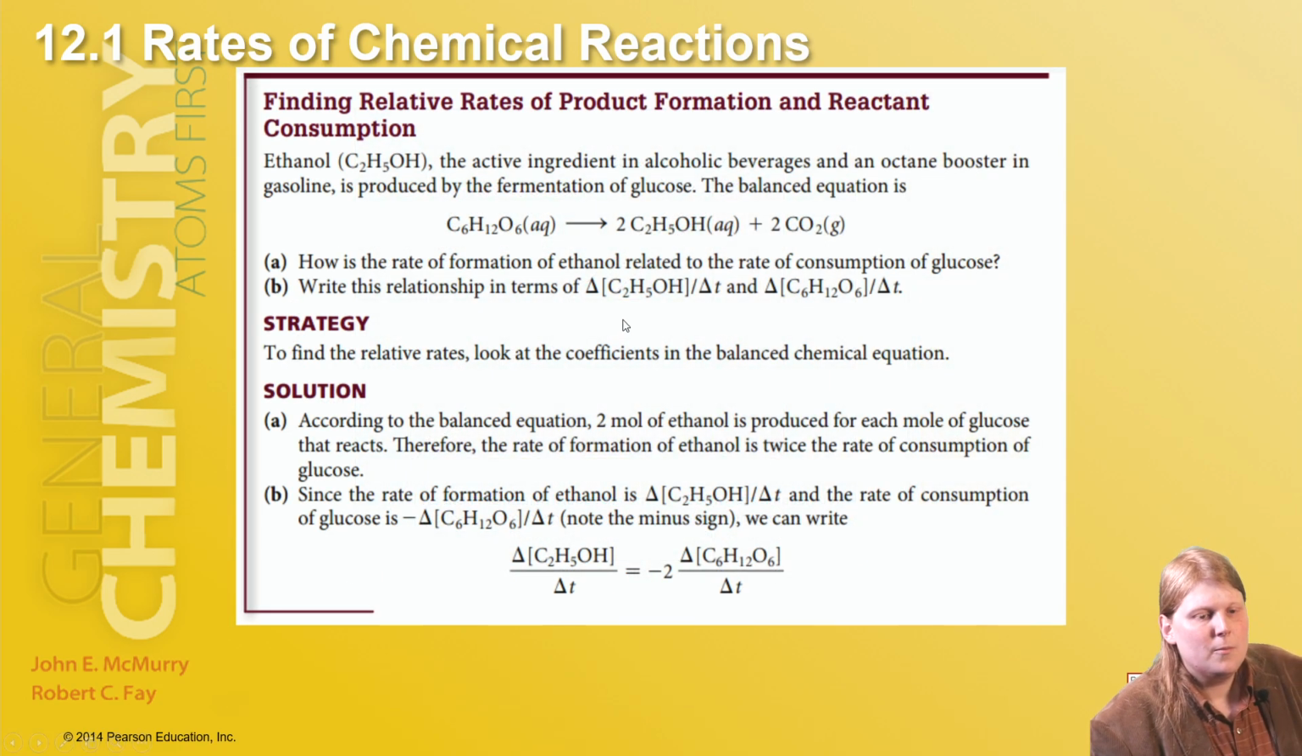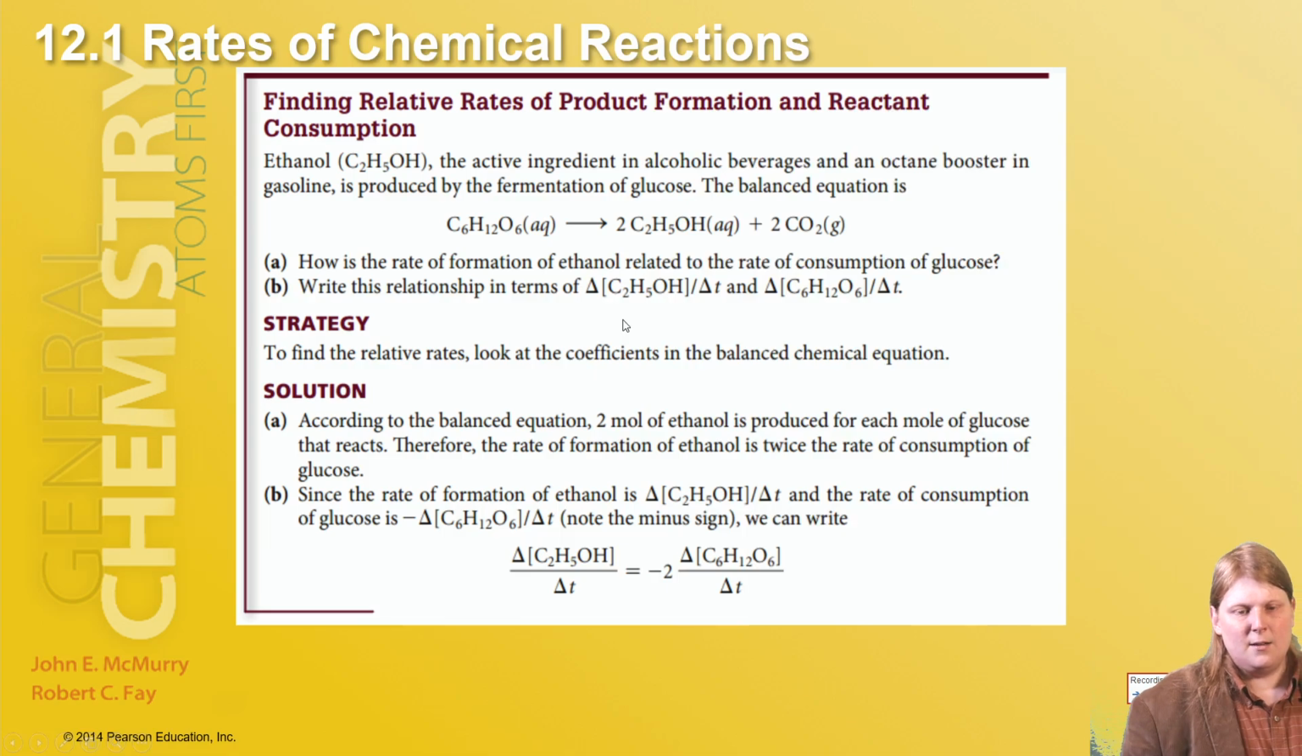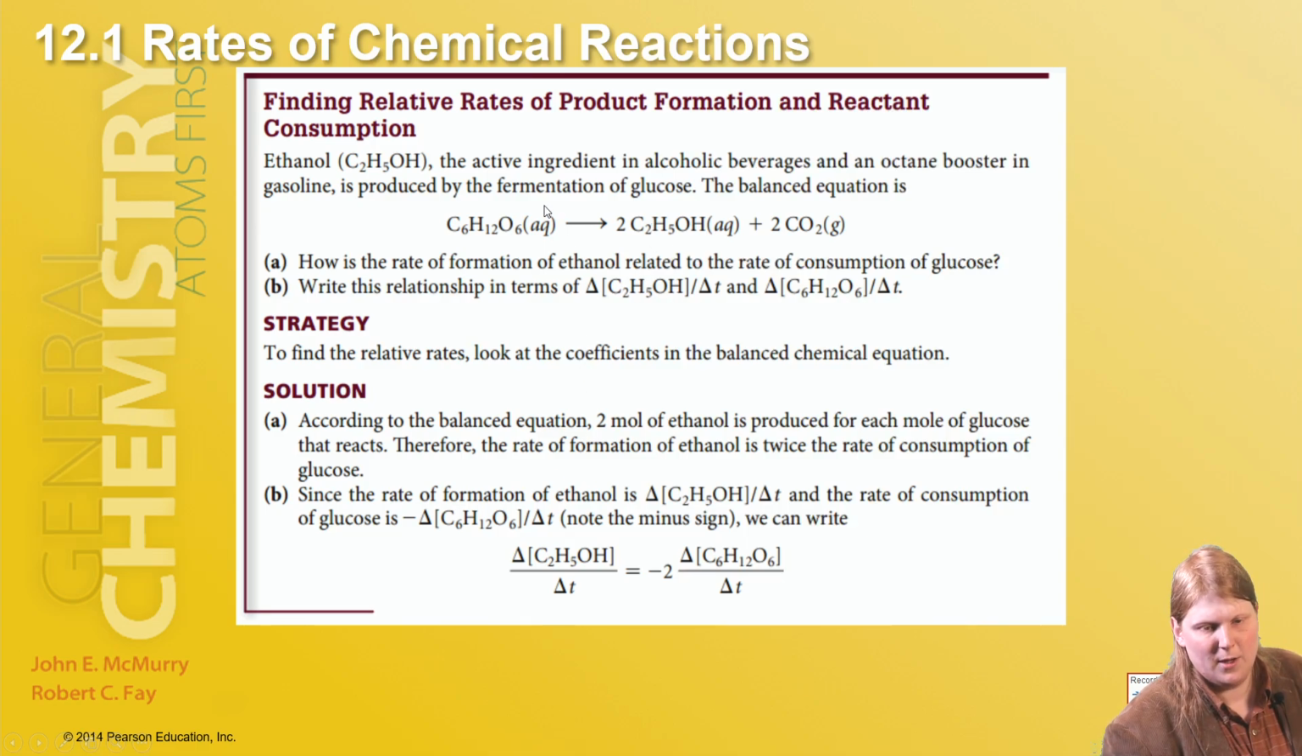So here we're looking at relative rates again and conversion between them, right? So they have this conversion of glucose into ethanol and CO2. And they say, how is the rate of formation of ethanol related to the rate of consumption of glucose? Okay, so according to the balanced equation, we've got 2 moles of ethanol produced for every 1 mole of glucose. So the rate of formation of ethanol is twice as fast as the rate of consumption of glucose. That's key to that connection to the mole ratio, right?